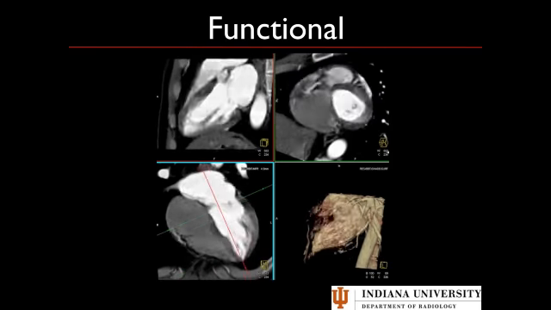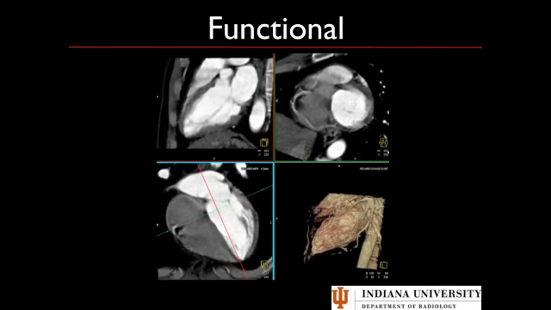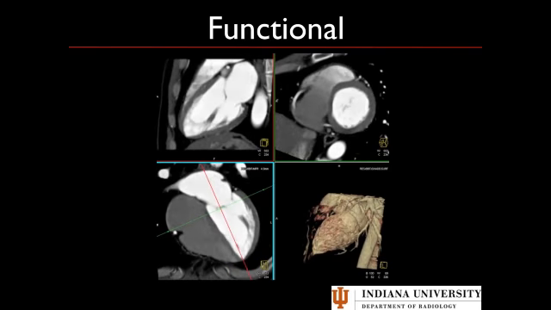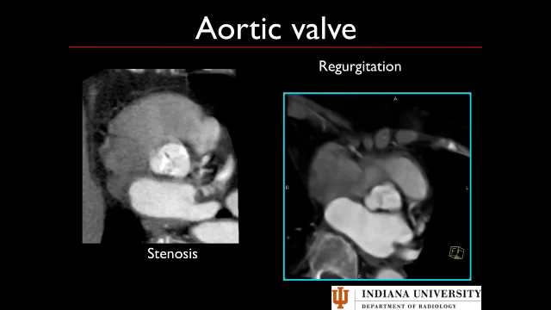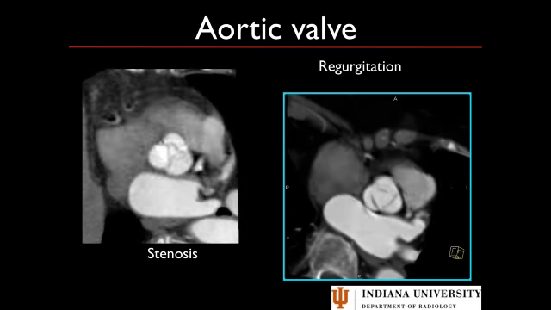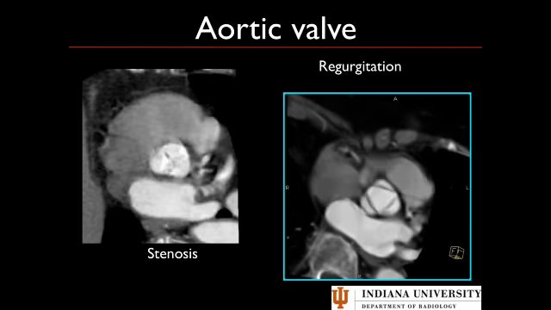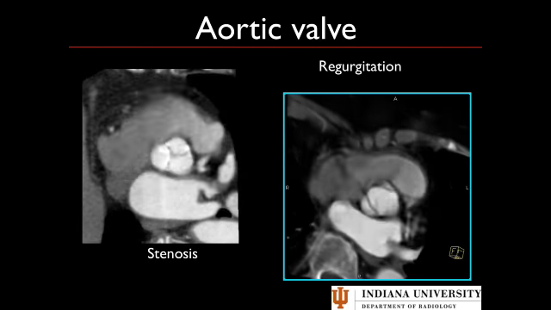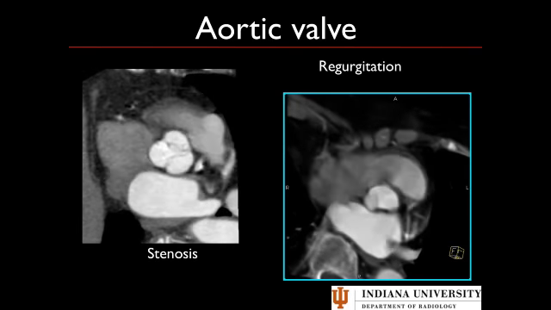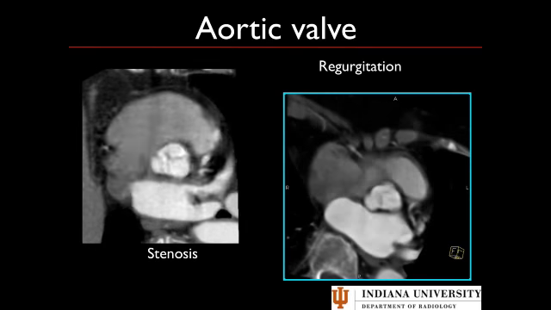But you can see if there's overall good global function and if there's some regional wall motion abnormalities. Here we have two movies showing the aortic valve. On the left, we have a calcified aortic valve. You can see that the valve is not opening very well, and that is consistent with aortic stenosis.